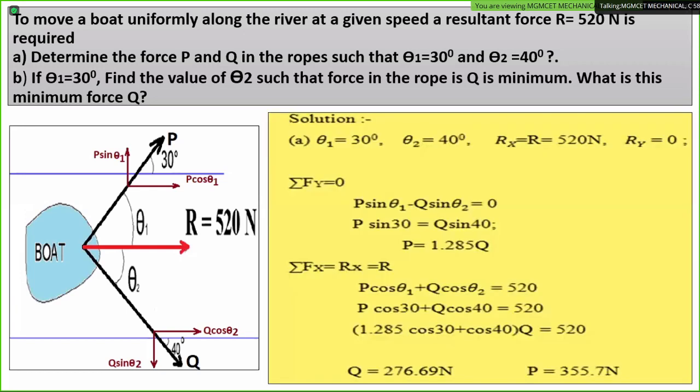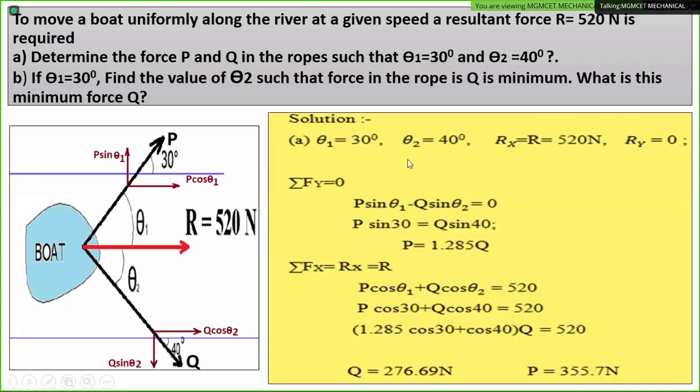So let us see what we are doing here. In the solution, theta 1 is given as 30 degrees, theta 2 is given as 40 degrees. Rx का मतलब क्या है? X component of the resultant is 520 Newton because its y component is equal to 0. The first step I think you understood. X component of the resultant is nothing but your resultant R itself, equal to 520 Newton, and y component will be equal to 0. ये अगर दिमाग में आ गया है तो बस क्वेश्चन सॉल्व कर सकते हैं हम लोग.